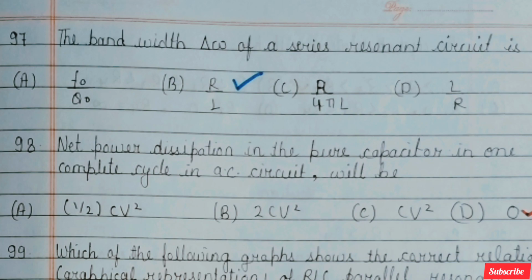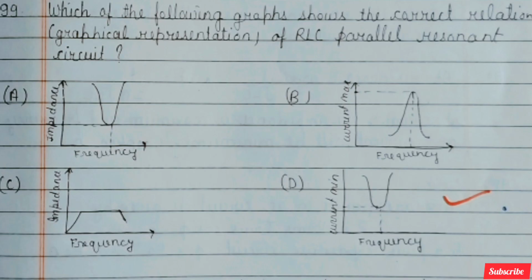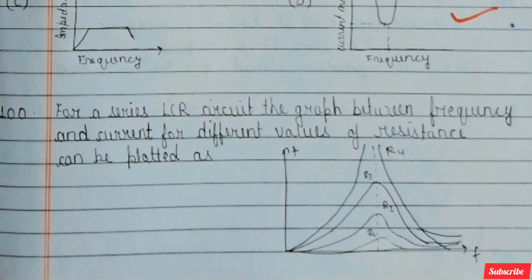Option D is right. Which of the following graph shows the correct graphical representation of RLC parallel resonant circuit? Option D is right. Last question, for a series LCR circuit, the graph between frequency and current for different values of resistance can be plotted as.